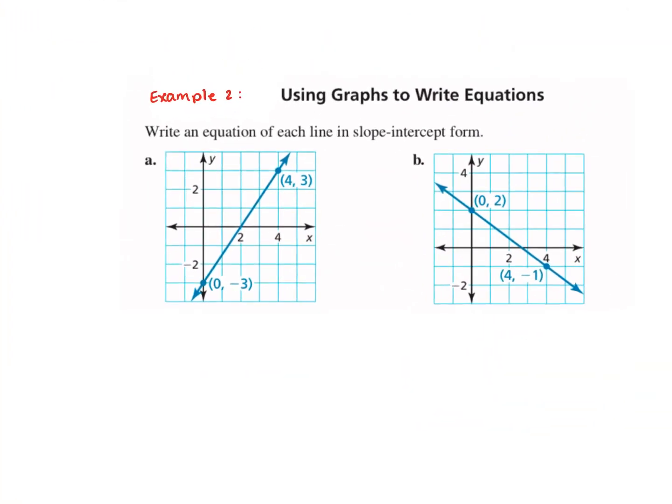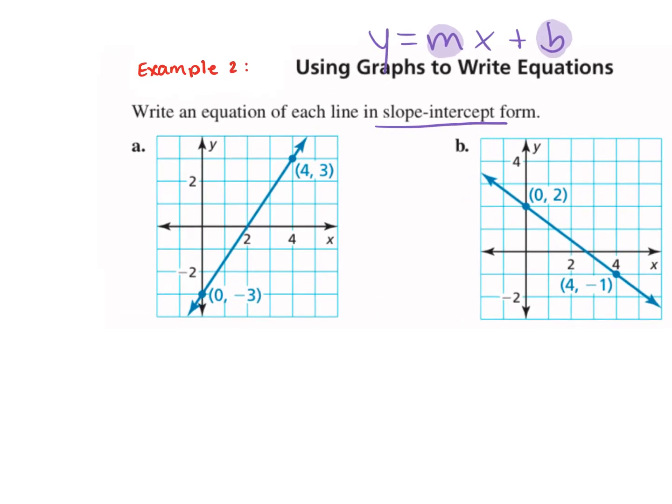All right, in example 2, we're using graphs to write equations. So it says write each equation of the line in slope-intercept form. So again, our slope-intercept form is y equals mx plus b. So for slope-intercept form, I need my slope and I need my y-intercept. So given a graph, how can I find my slope? Rise over run, awesome. So I could just pick any 2 points on my graph here, and I can count my rise over run. So one way we can find our slope is the formula, or we can use rise over run.